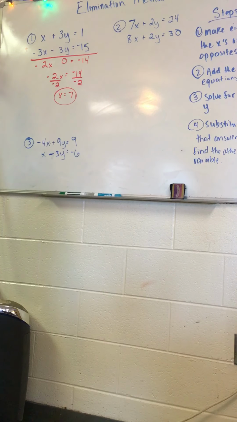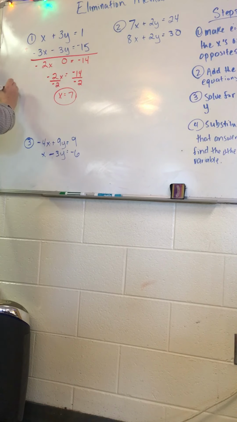Pretty easy? Now here's where the substitution comes back in. So now that I know that x is 7, I'm going to substitute it back into either of these equations to get the other answer. I'm going to choose whatever is easiest. I'll just do the top one. So I'm going to take 7 and put it for x. So then I have 7 plus 3y equals 1.